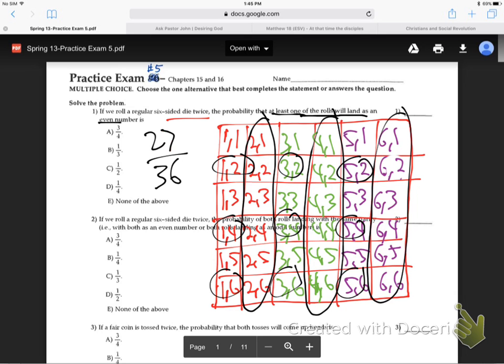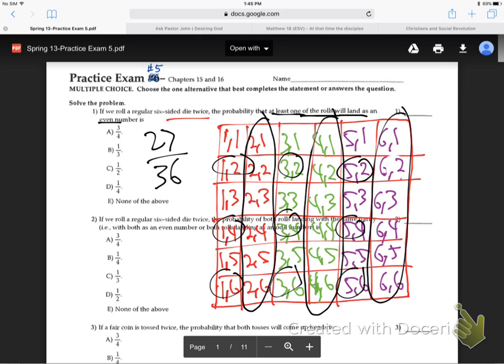Does everybody see how I came up with that? 27 of those 36 boxes have at least one of the two numbers, maybe both, being even. If either number is even, the columns that had the first number even, I just circled the whole column, because they've already got an even number. So the column starting with 2, 4, and 6, I circled the whole column. And the other ones that started odd, I circled when they ended even. So that's 27 out of 36 results that have at least one of the two numbers being even.